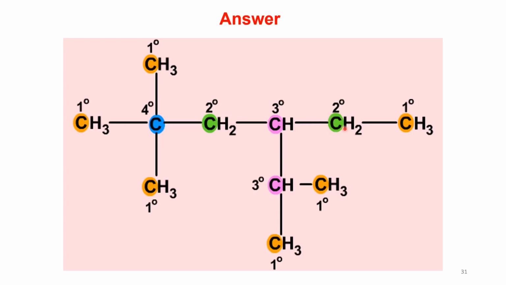And then this is secondary, primary. And this is also tertiary because it is bonded to another 3 carbon atoms. So this is primary and this is a primary carbon atom.